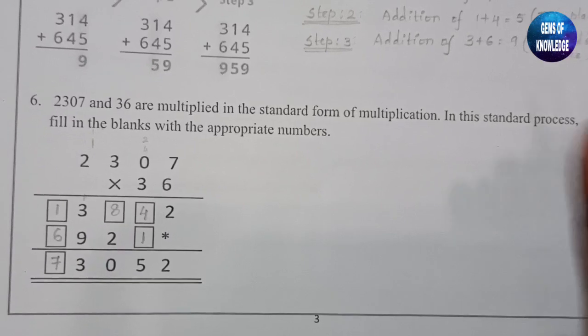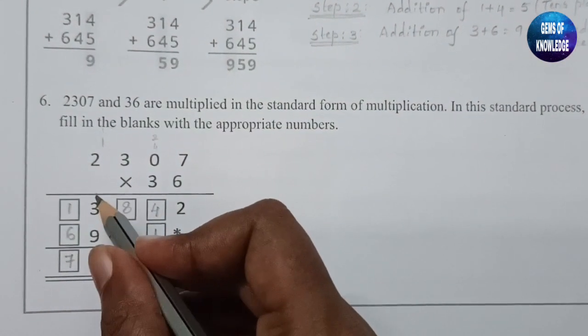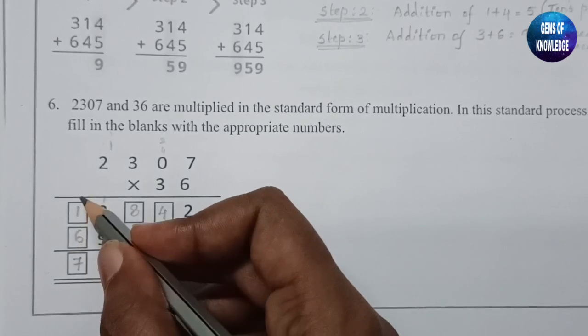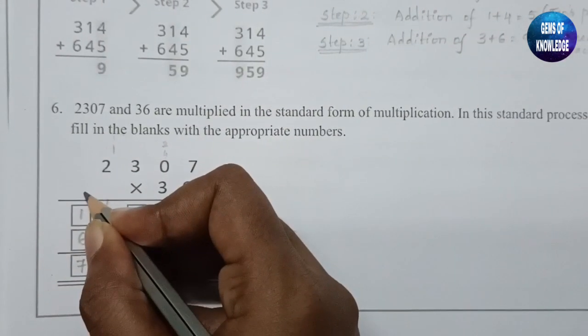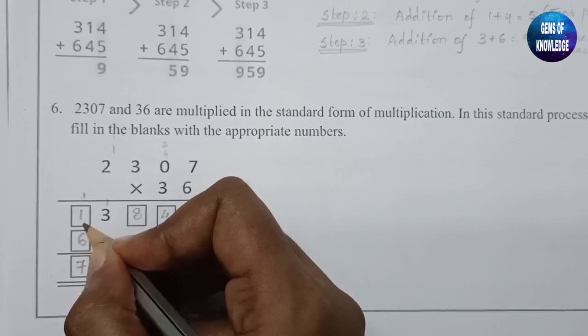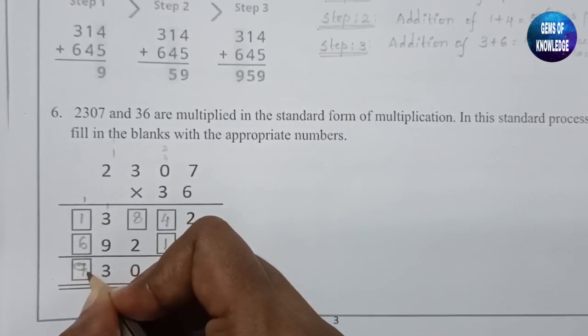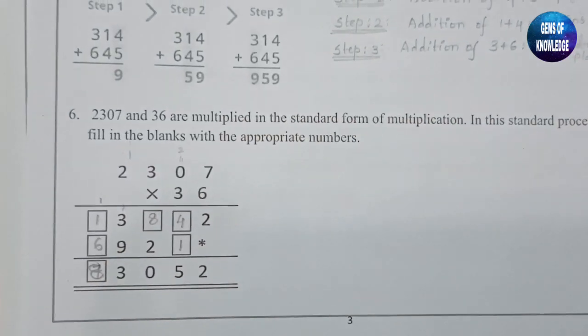Then you can see 9 plus 1 is 10, 10 plus 3 is 13. So 3 and again 1 will be carried. So 6 plus 1 is 7, 7 plus 1 will be 8. Sorry, instead of 7, it will be 8.